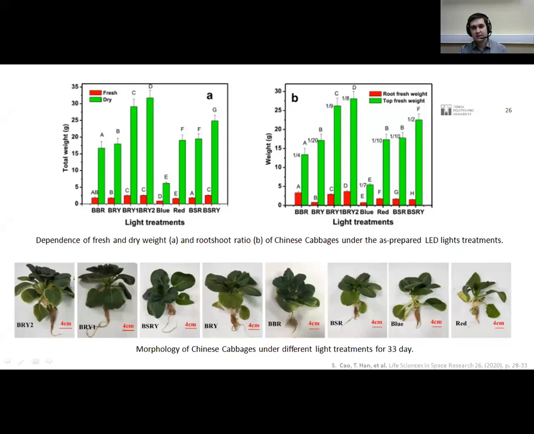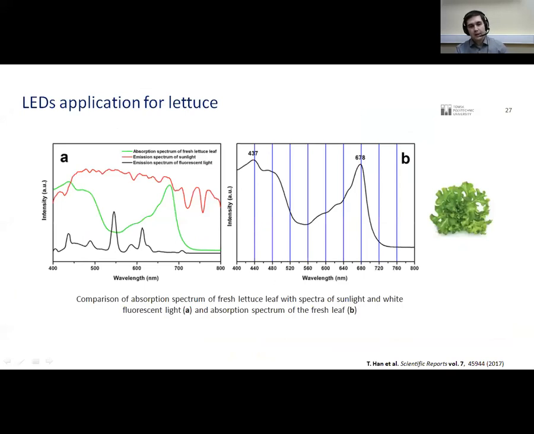You can see that it is better if we use BSRY, which means blue, sharp red, and yellow, and also blue, broad red, and some yellow, or blue, broad red, and more yellow light treatment, than the others. It's more effective. If we look at the red parts of these plants, you can see that it's not so high in comparison with the other one. So another example of LED application was investigated for lettuce.